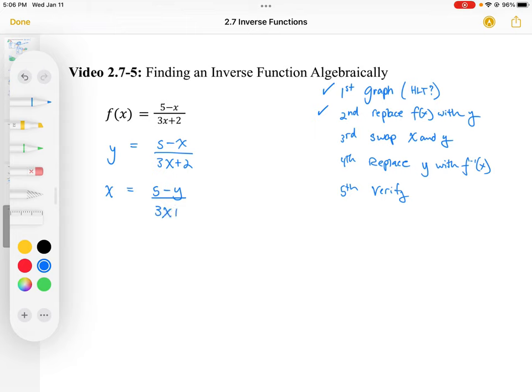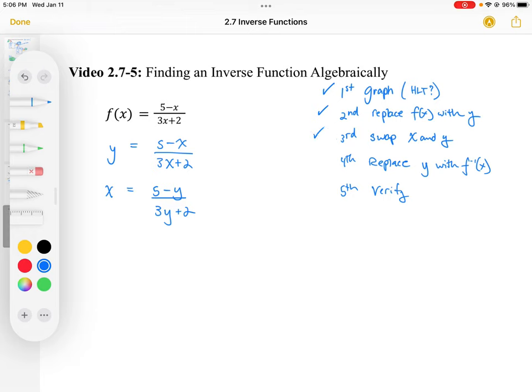And the reason you do that is because the inverse function interchanges x's and y's with the original function. What was an x, y on the original function is now a y, x on the inverse function.